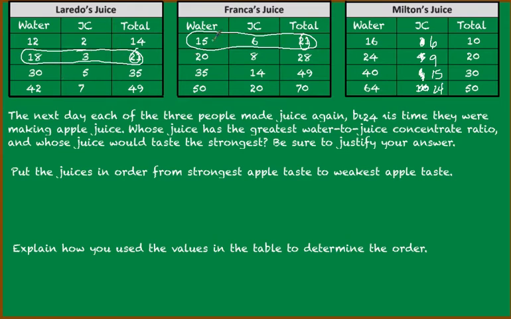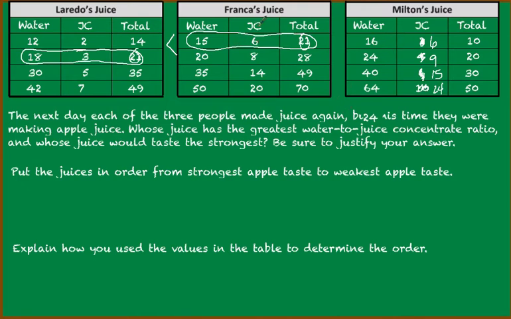So looking at it, we know that Franca uses more juice concentrate in that mixture than Lorado does. So since she uses more juice than Lorado does, that means Lorado has to use more water than she does, meaning Franca's has to be a stronger mix because she has more of the juice concentrate than Lorado does.